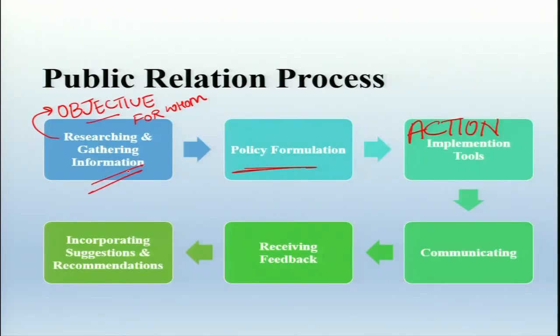Why is this feedback required? Because if you get the feedback, you can analyze whether my objective was correct, and whether the information which I gathered in stage one was correct. Was it complete? If it was not, then where was I lacking? You need to really think upon that, so that you can come up with suggestions and recommendations, and when you start this process again, you can be more sound and more thorough about what you need to do and why you are doing this also. So, this is all about a good public relations process.